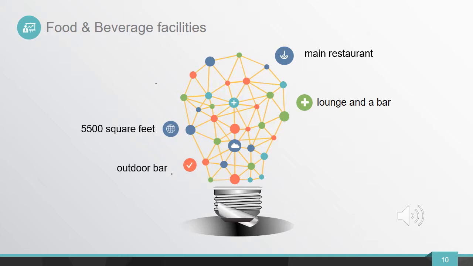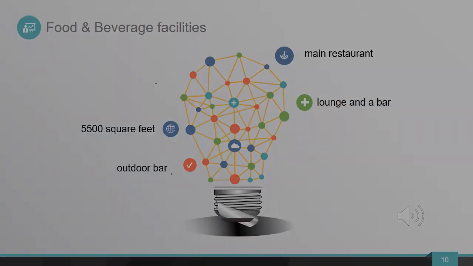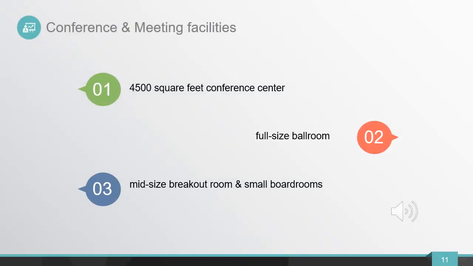On the other hand, the restaurant provides an outdoor bar on the second floor balcony, which is exclusive for the hotel guests, providing an amazing view of downtown Toronto. Because our location is in downtown Toronto near the financial district, we decided to offer a 4,500 square feet conference center, which includes a full-size ballroom, a mid-size breakout room, and several small boardrooms in order to meet different kinds of business arrangements.